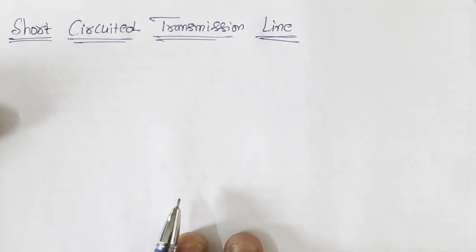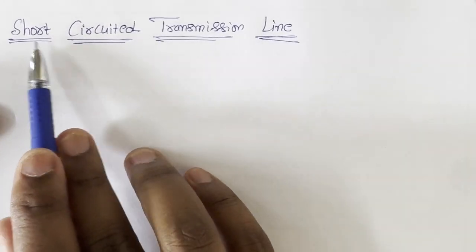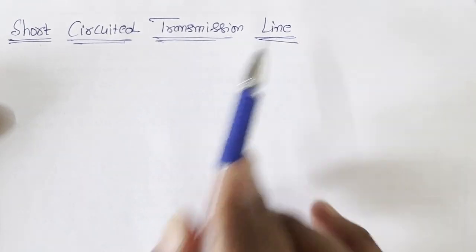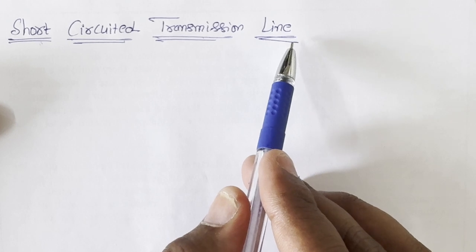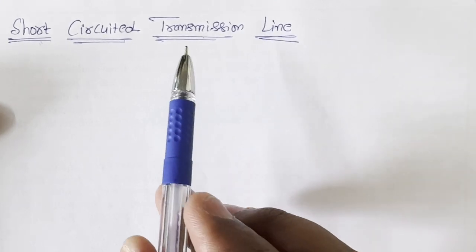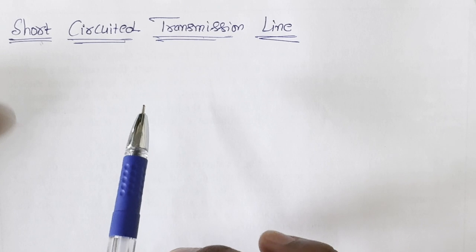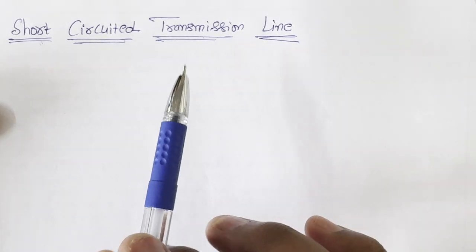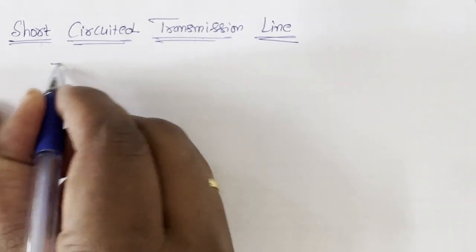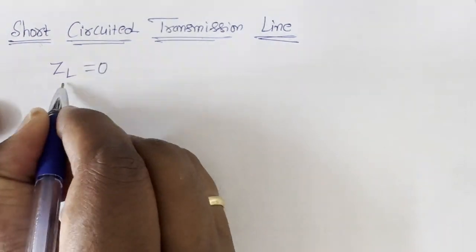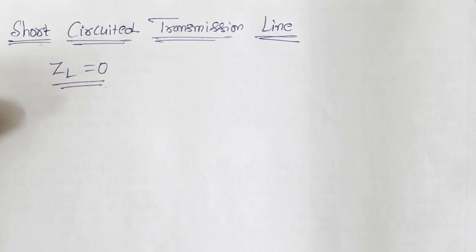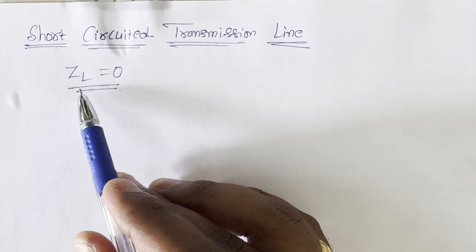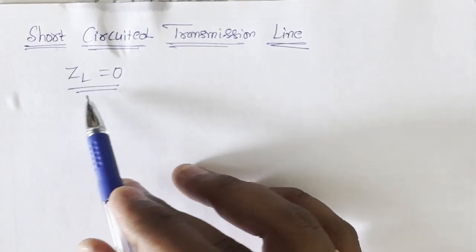Good morning, students. Now we will discuss the short circuited transmission line. In case of a short circuited transmission line, we have a condition, that is ZL is equal to 0.